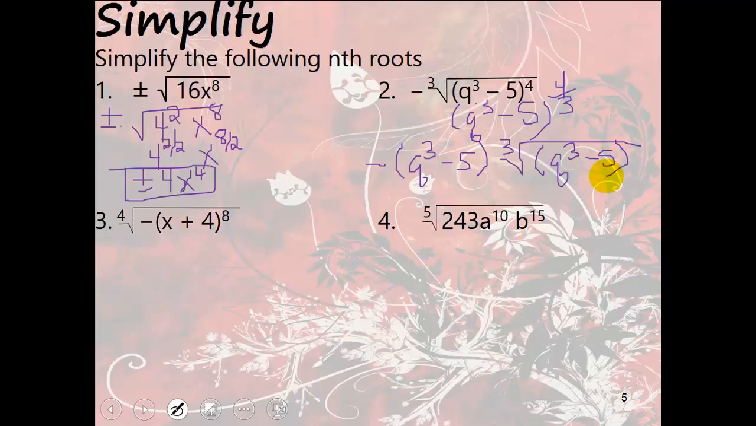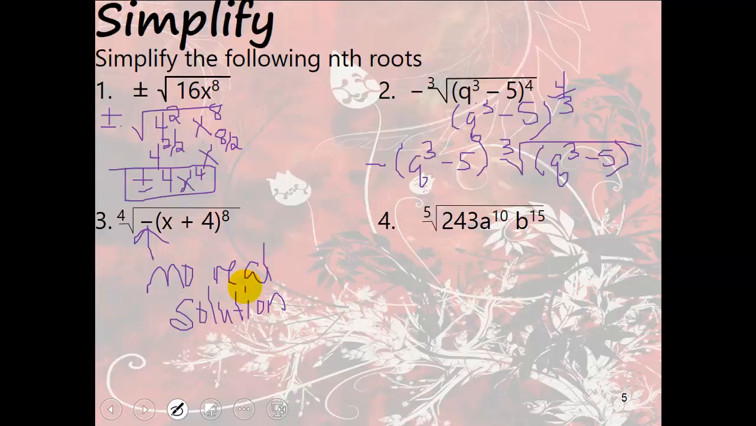Number 3, we're taking the 4th root of a negative. Can we do that? Nope. No real solution. It's because of the negative under the radical sign.